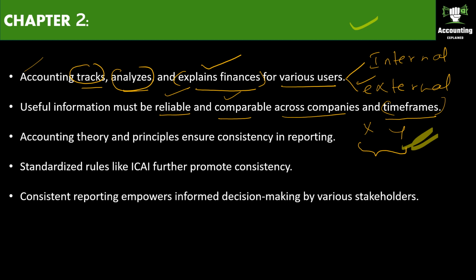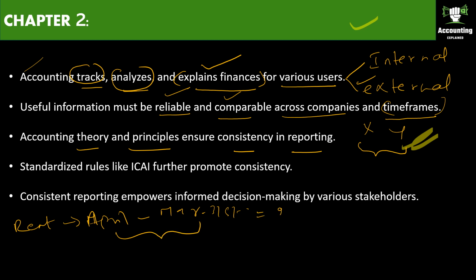Okay. Accounting theory and practice ensure consistency in reporting. There should be consistency in reporting or theory and principles. Okay. For example, let us take an example: if we pay rent for the whole year. The financial year starts from April 1 to March 31st. So if we pay rent for the whole year, 24,000, and we prepare financial statements every month, April, May, June, July, like that.